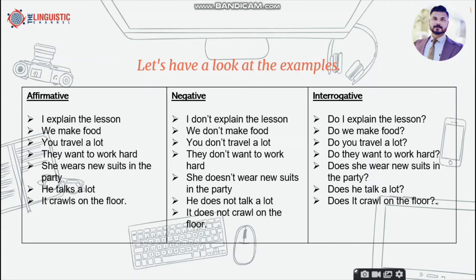In an interrogative, the rule to form an interrogative is that we bring the helping verb first. So what do we do in an interrogative? We bring the helping verb first. So it's going to be like, does he talk a lot, or does it crawl on the floor? Let's go to the next slide.